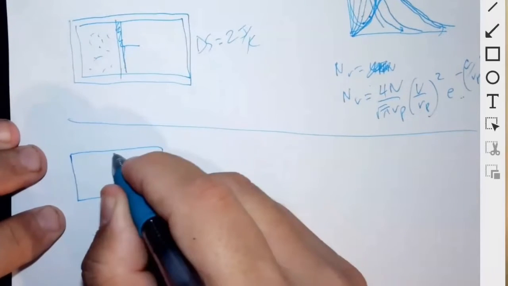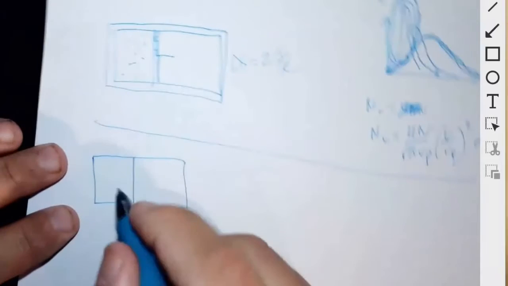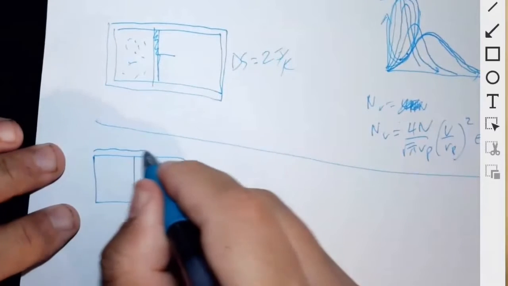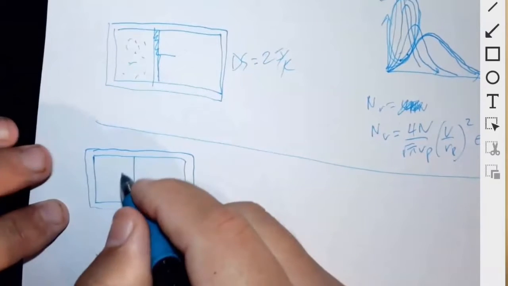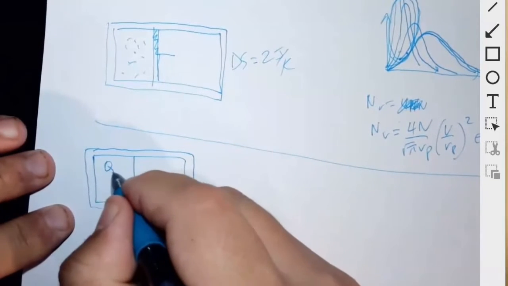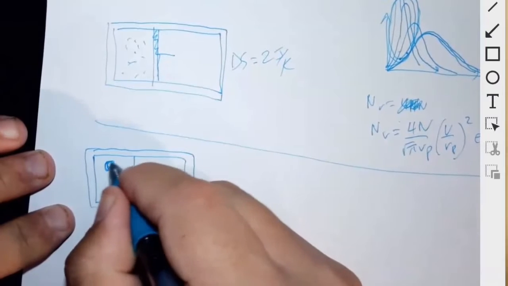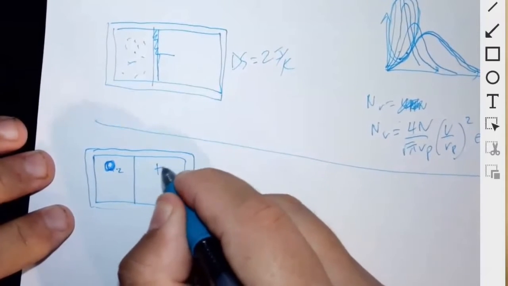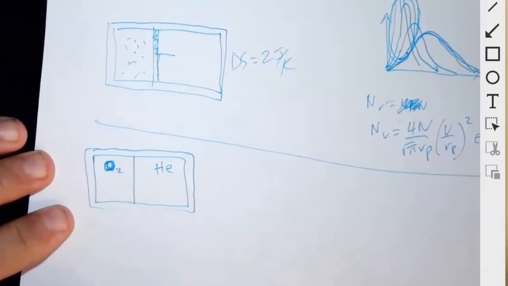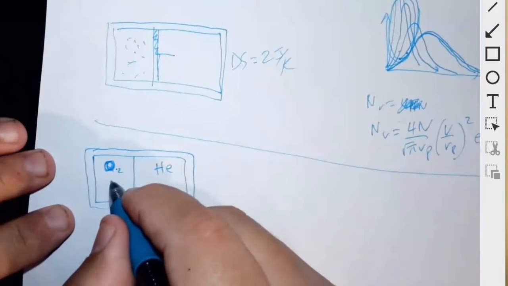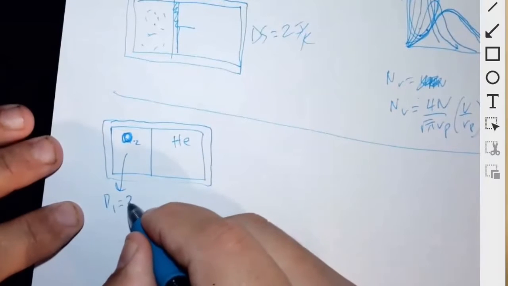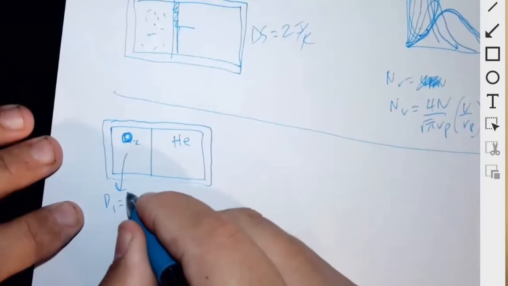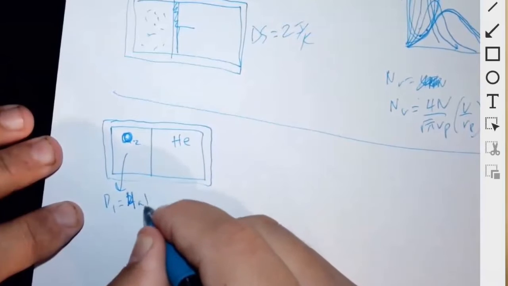So I'm going to seal this so that there is no heat exchange with the atmosphere. And then I have oxygen here, and then let's say helium. Now let's say the pressure of the oxygen is, let's say, 4 atmospheres.